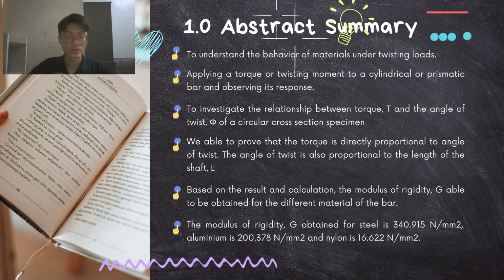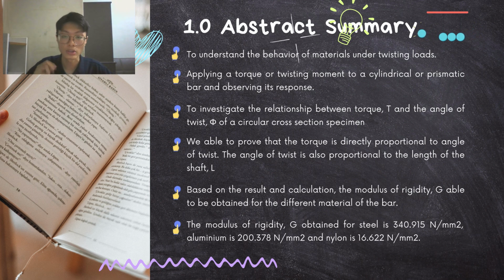So at first, this is a short summary about experiment 6, which is about torsion of a bar. In this experiment, the aim is to understand the behavior of the material under a twisting load by applying the torque or twisting moment to a cylindrical or prismatic bar and observing its response. Hence, the objective of this experiment is to investigate the relationship between the torque T and the angle of twist of a circular cross-section specimen.